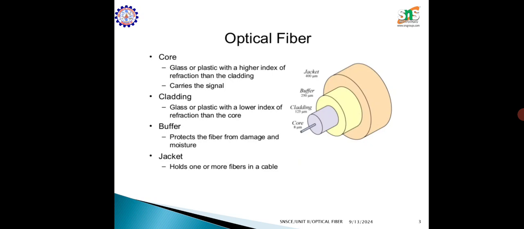So this is the structure of optical fiber. It consists of core, cladding, buffer and jacket. In the center there is a core, which only carries the light waves, and it is made up of glass or plastic, which comes under dielectric material with high refractive index, and it carries the light signal. After that there is the cladding, which is made up of glass or plastic with a lower refractive index than the core. Buffer protects the fiber from damage and moisture, and then the jacket holds one or more fibers in a cable.